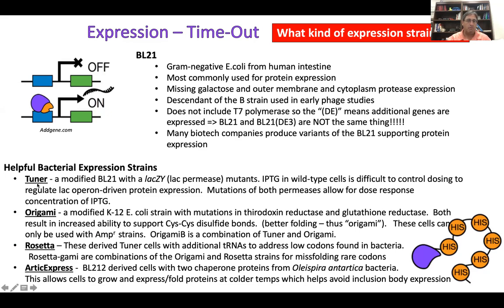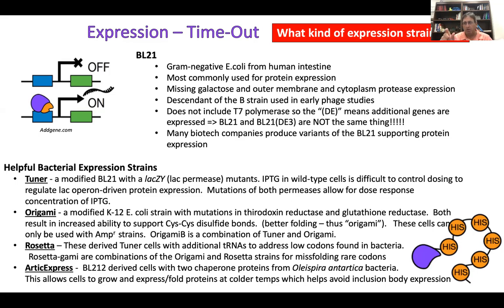So the tuner strain has a couple of lactose permease mutants. IPTG is an analog of lactose. Lactose will be transported into the cell and then used to drive the lac operon. IPTG doesn't get degraded the way lactose does, so it stays in the cell longer. But part of the problem when using IPTG is it gets transported in, and it's very difficult to control.